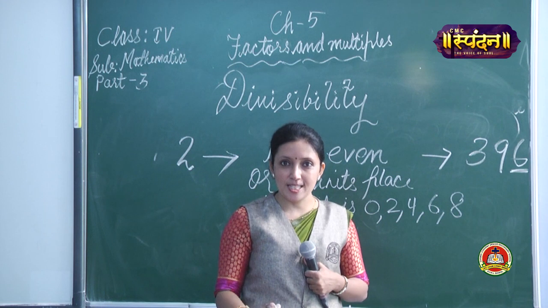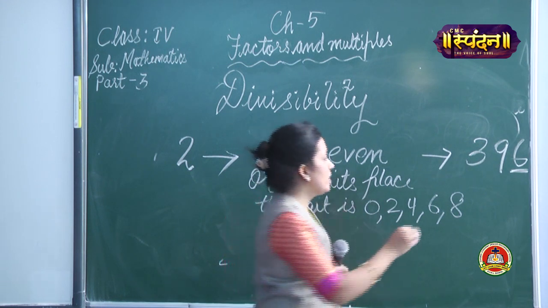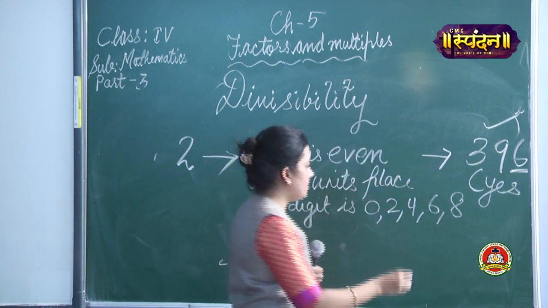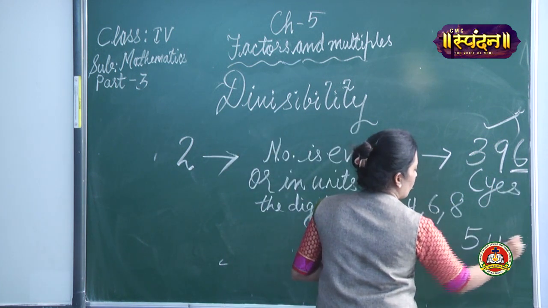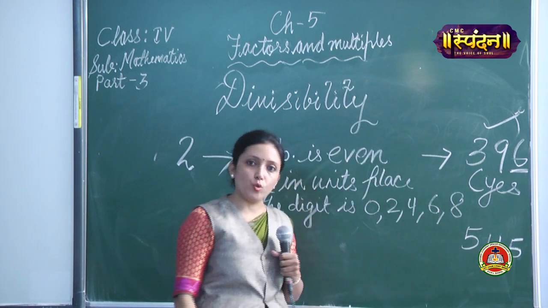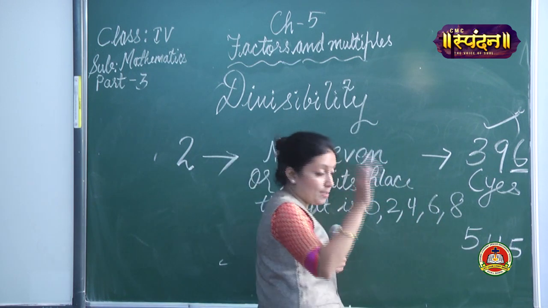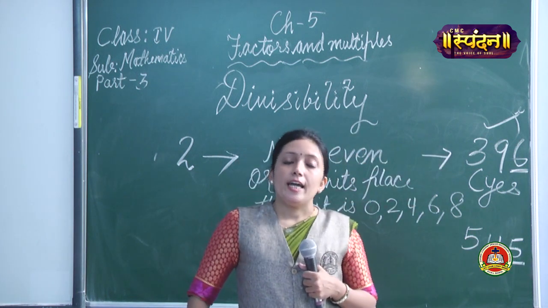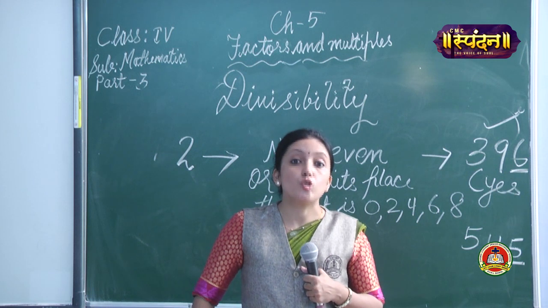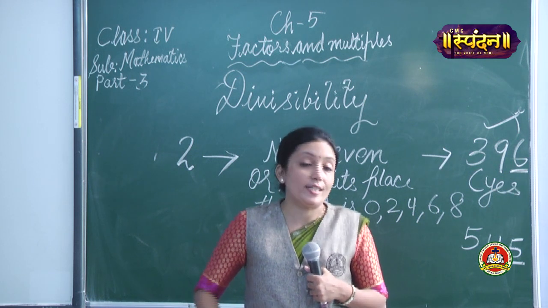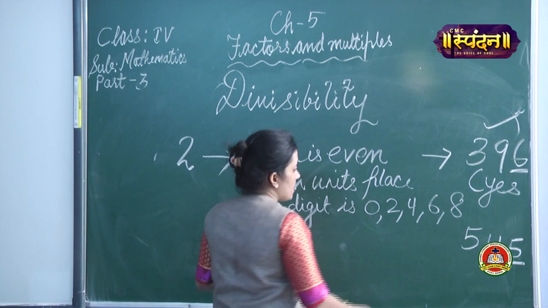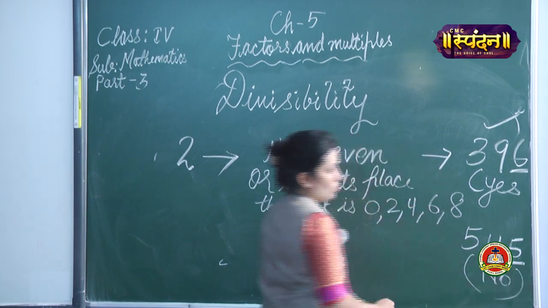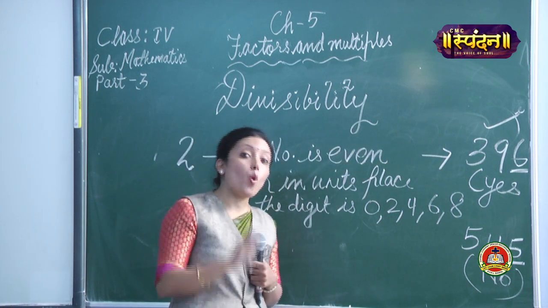It means that number is divisible by 2. Yes. But let me take another number: 545. Is it divisible by 2? See the ones place. What is there in the ones place? 5. Is it a digit among 0, 2, 4, 6, 8? No. Is it an even number? No. So it means it is not divisible by 2.